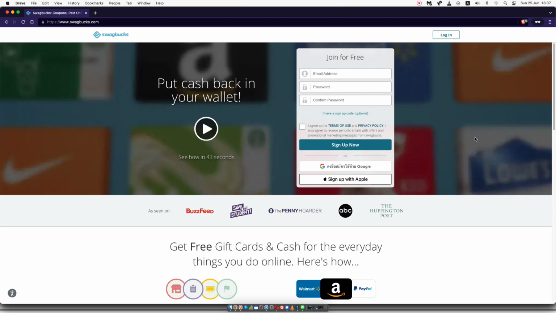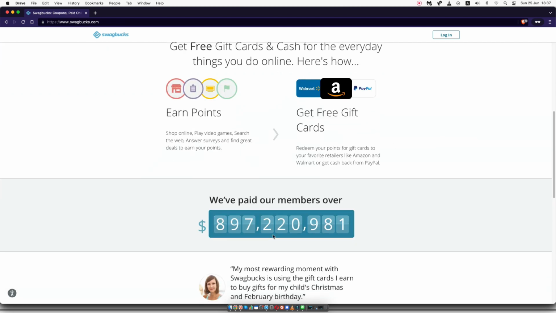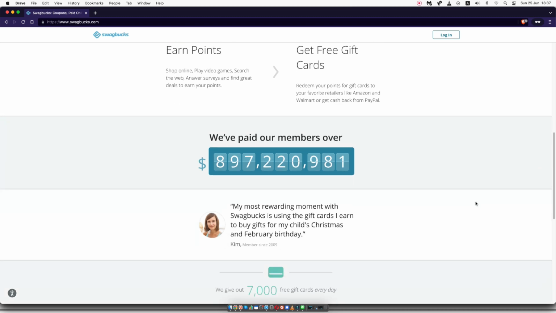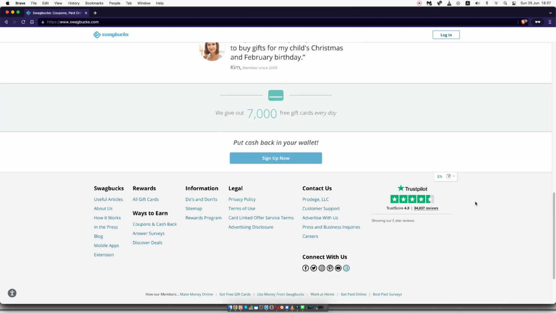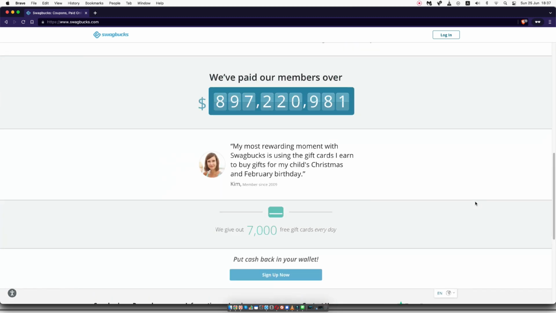But is Swagbucks legitimate? Yes, this is a company that has been around for so long at this point, probably almost 10 years. And as you can see, they've paid out close to $900 million over that time. So you can just imagine how much money Swagbucks has made during those years.